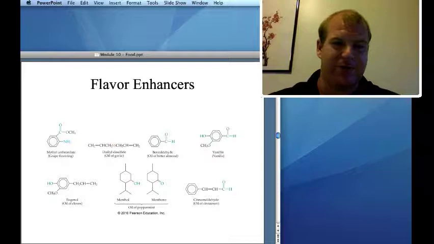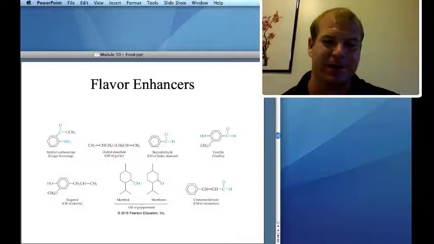So you can see here grape flavoring, the artificial flavoring here, or garlic flavoring. These types of things, cinnamaldehyde for oil of cinnamon. These add all sorts of flavors to our food.